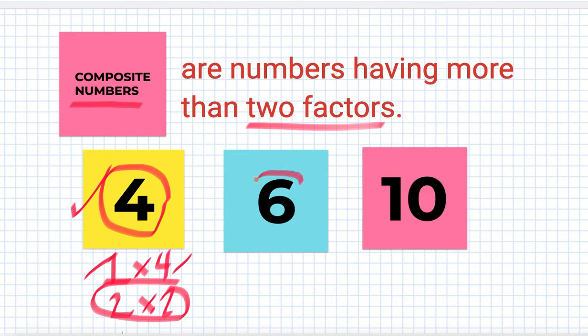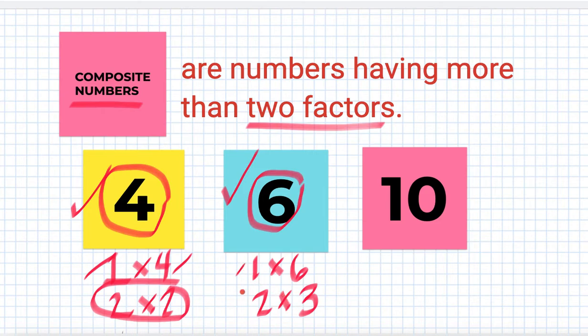6 is considered a composite number because it has more than 2 factors: 1 and 6, as well as 2 and 3. So therefore, 6 is a composite number because it has 1, 2, 3, 4 factors. The same with 10, it is also a composite number knowing that it has more than 2 factors: 1 and 10, and 2 and 5. So again, we can say that 4, 6, and 10 are composite numbers because they have more than 2 factors.